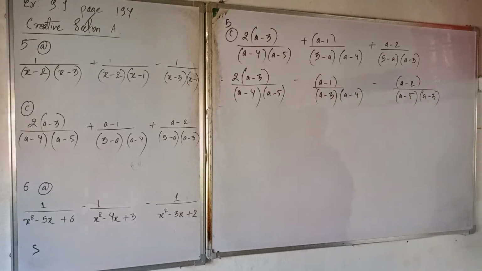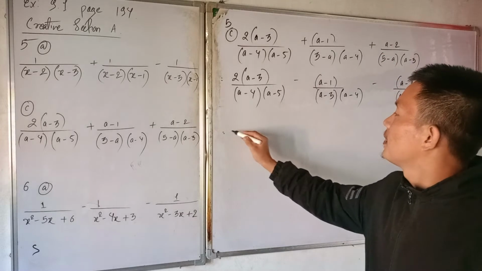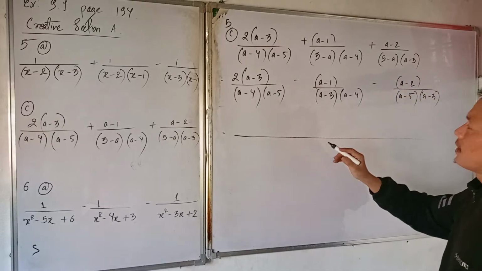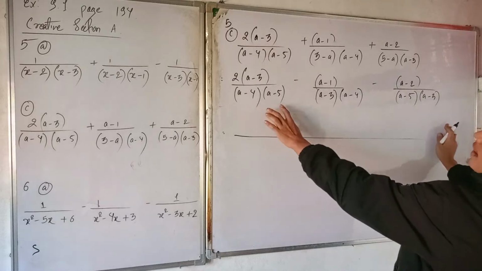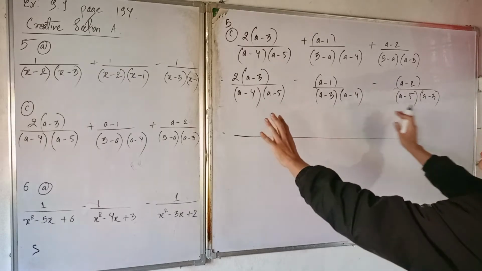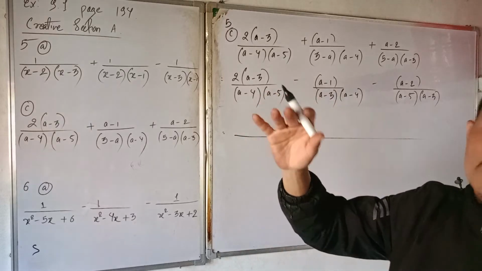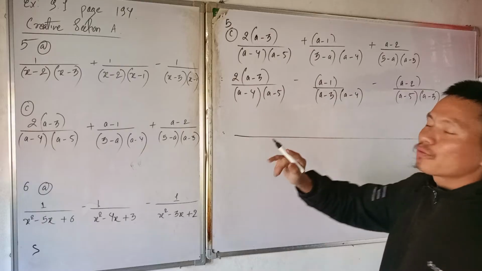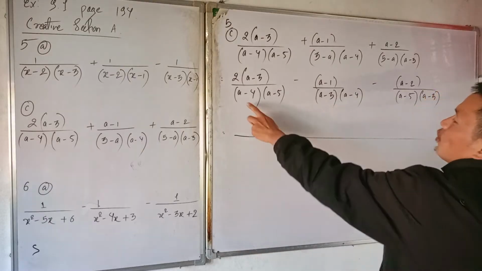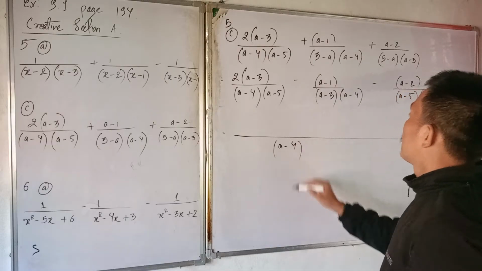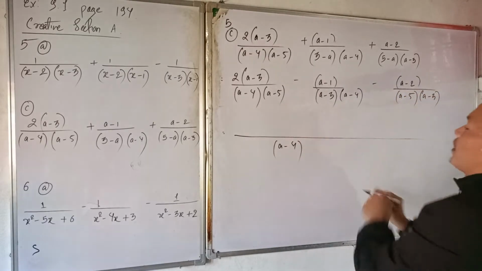Now you can take the LCM and simplify. Among these three, is there any factor that is common in all of them? Nothing. If nothing is common among the three, then you take the common factor from only two and write it only one time. So a minus 4, only one time, and a minus 5, only one time.